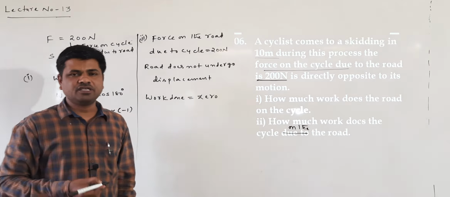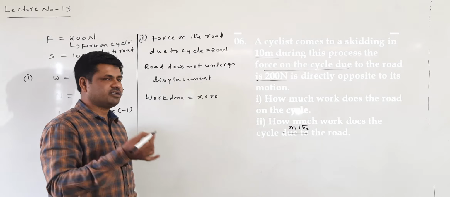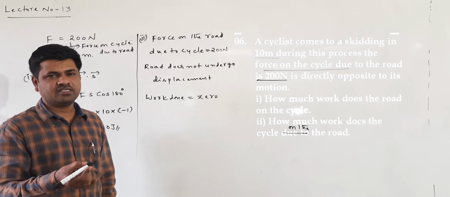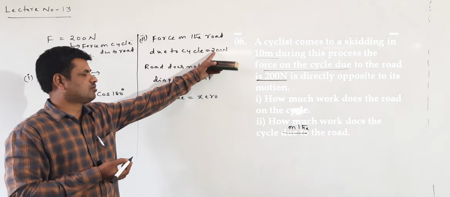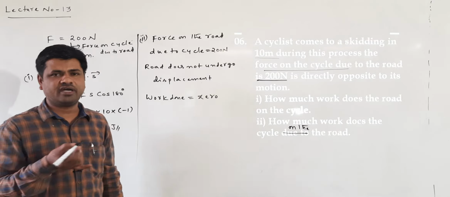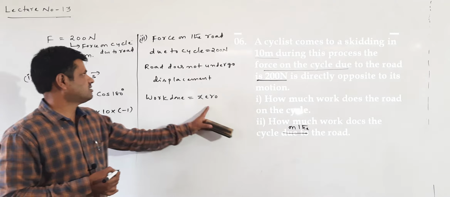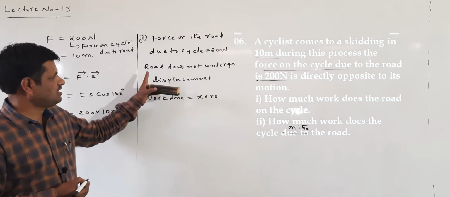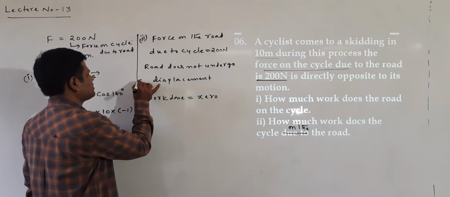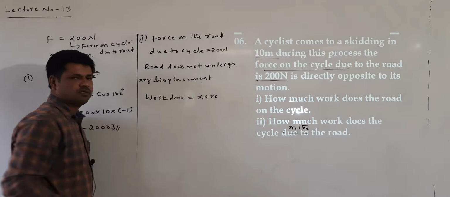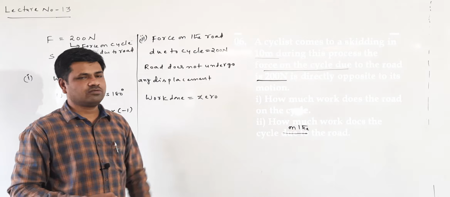Work done is force into displacement. Force is equal to 200, displacement is 0, so 200 into 0 is equal to 0. So work done is equal to 0. Why is work done 0? Because the road does not undergo any displacement. That is the reason work done is equal to 0.